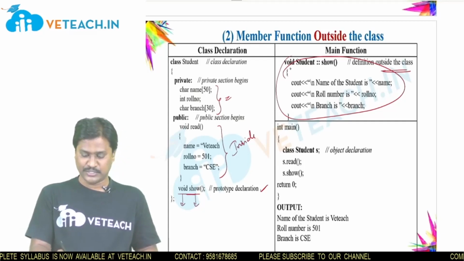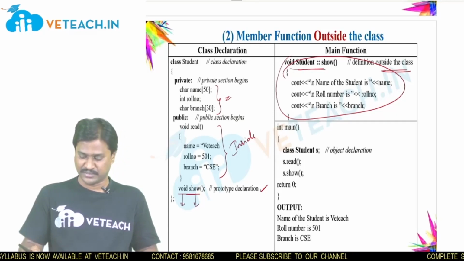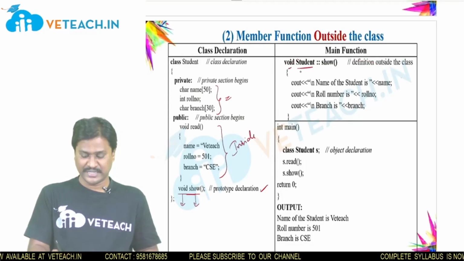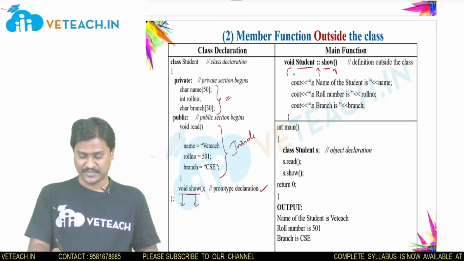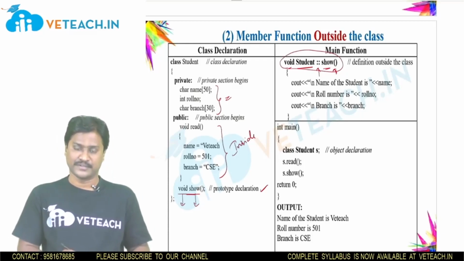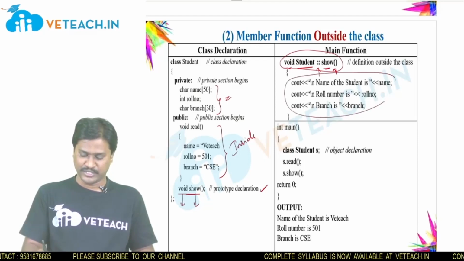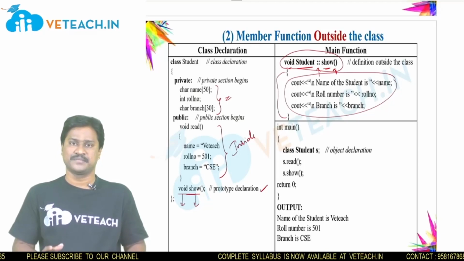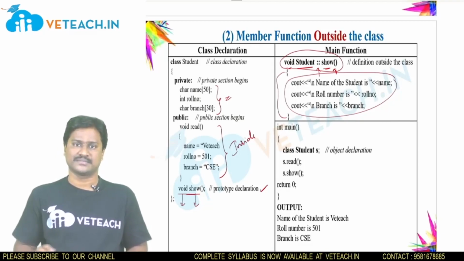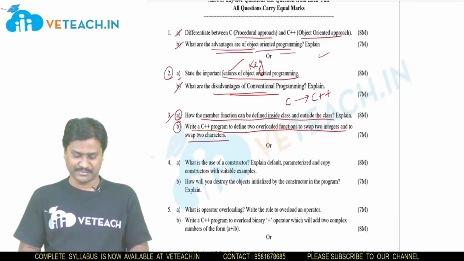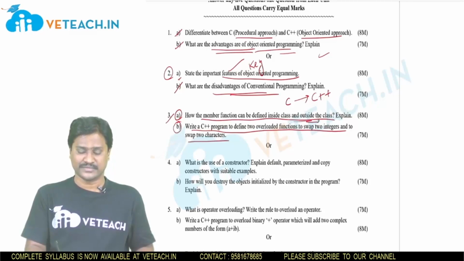And outside this, as I told you, some syntax needs to be followed. See here, void is the return type of the function, student is the class name, then the scope access operator, function name and parameter list. So this syntax needs to be followed when we are defining this member function outside, and the function body sits under the scope of this function. So this is the way of defining a function outside of the class. And we have seen right now how these member functions can be defined inside and outside of the class.